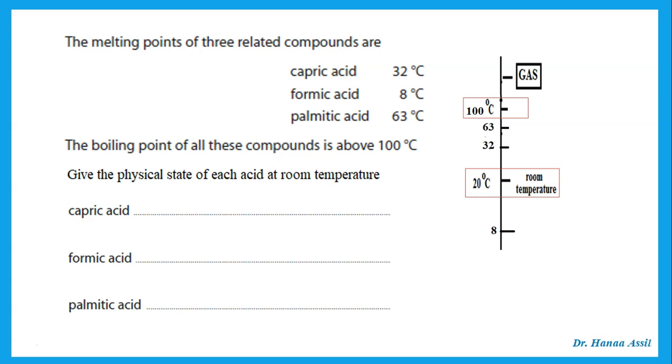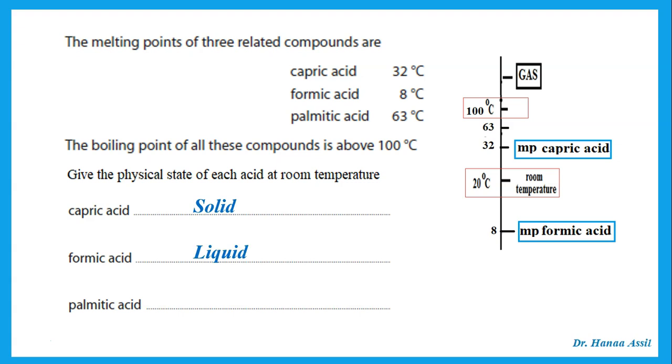If we're told that capric acid, for example, has a melting point of 32, that means at room temperature we have not reached its melting point yet, so it's a solid. When we say formic acid, melting point is 8. That means at 8 degrees Celsius it has melted, so by the time we reach room temperature it has become a liquid. Now we are told that the boiling point is above 100, so it has not evaporated yet, so it is a liquid. Now palmitic acid, for example, has a melting point of 63. Again, that means at room temperature we have not reached its melting point, and that means it is a solid.